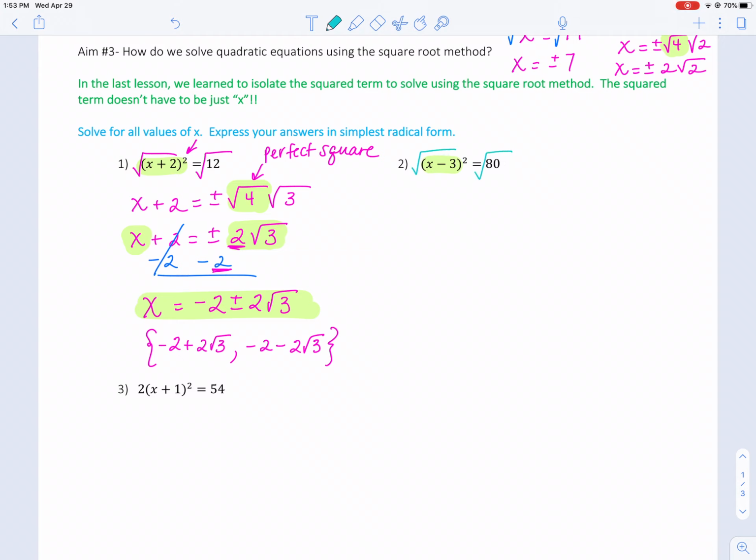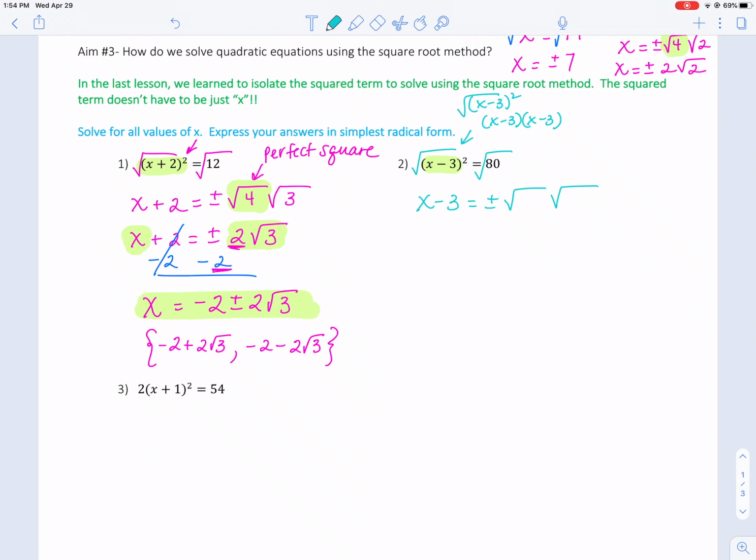So again, picture this. X minus 3 squared is x minus 3 times itself. So the square root of that is just one of the x minus 3's, without the squared anymore. Now on this side, I'm going to have plus and minus. Now I'm going to break down radical 80.